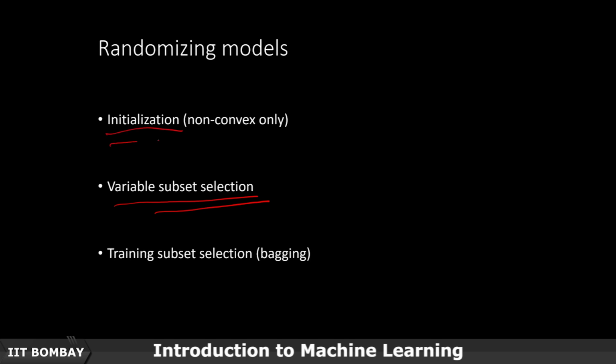For neural networks, we can randomize the initialization, and it works only for non-convex models because then you converge to different local minima, and we can select different subsets of the data, which also leads to different models. Let's look at it more carefully, all of these.